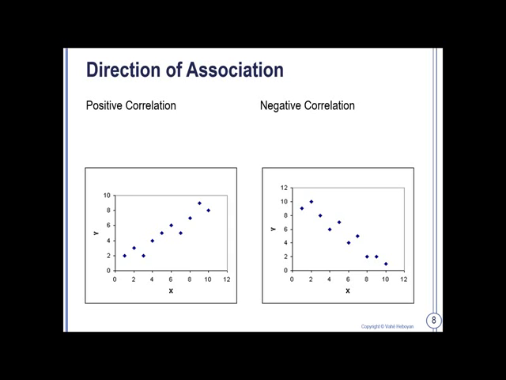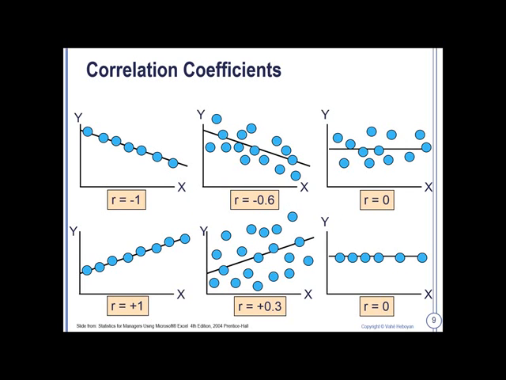You can see on the left-hand side, it is a positive correlation. It's like upward growing. As X grows, Y grows with it. And then the other one is a negative correlation, where a growth in one causes the other one to decline. And this is an example of an actual calculated correlation coefficient, just to show how the scatter plot will look for different types of values.